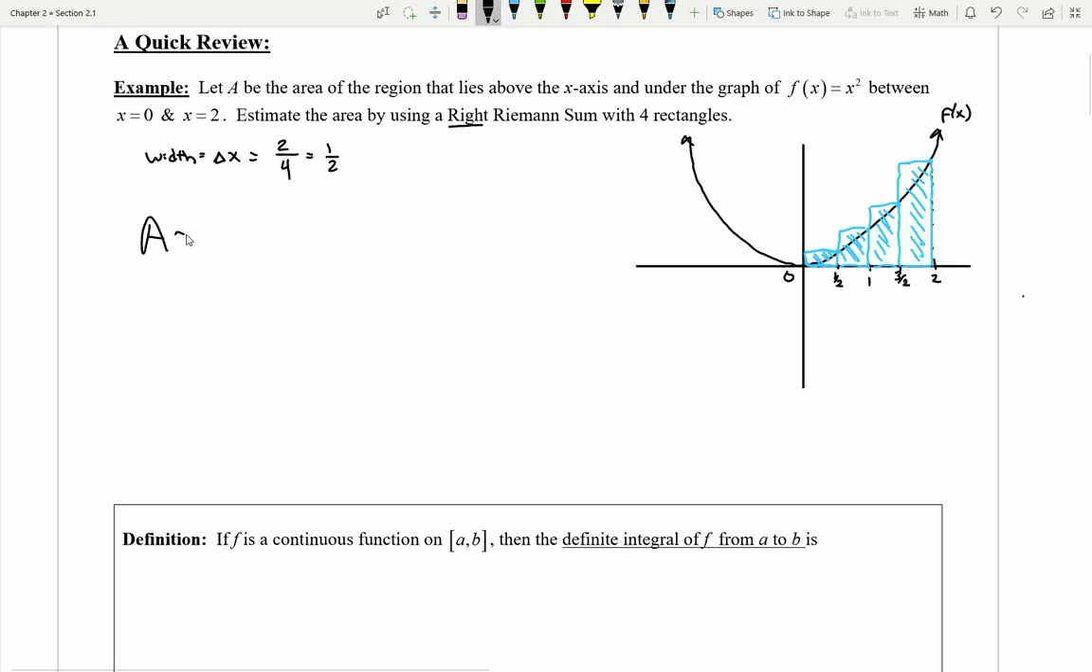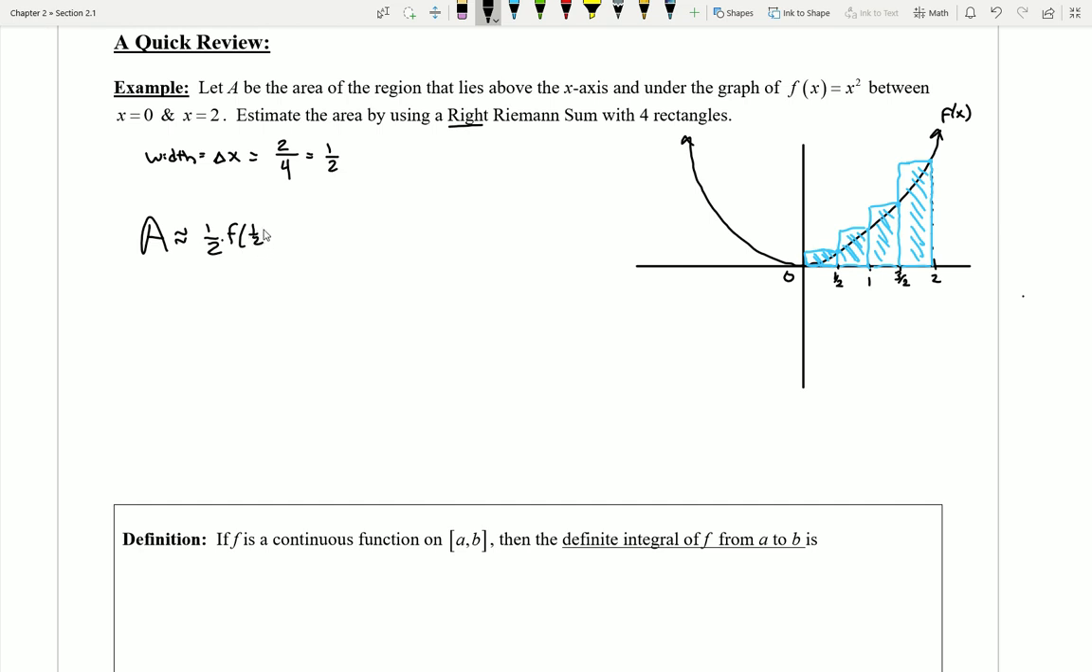So I'll say A, the total area under the region, is roughly equivalent to 1/2 times the height of my first rectangle, to get the area of rectangle number 1. Notice I'm just trying to add up all the areas, and so I start with the first area. My first width is a half, and my first height is determined by plugging 1/2 into the function.